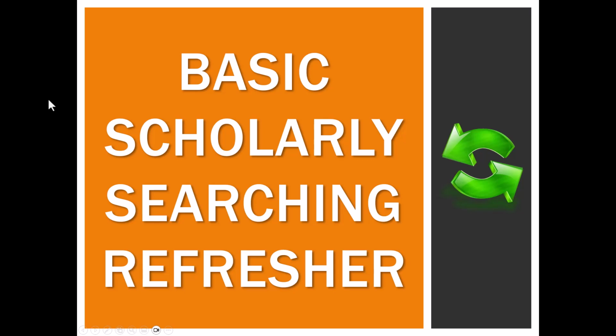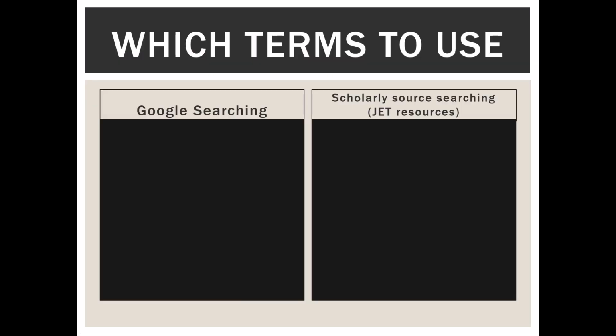So first, let's get started by looking at some of the basics of scholarly searching. And we'll start off by discussing how scholarly searching is different from using Google. If you're like me, you use Google every single day of your life, and it's great if you want to look up sports scores or buy a pair of shoes, but it's not as useful if you want to do scholarly research.